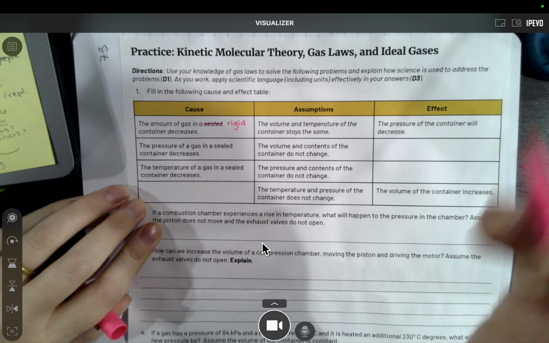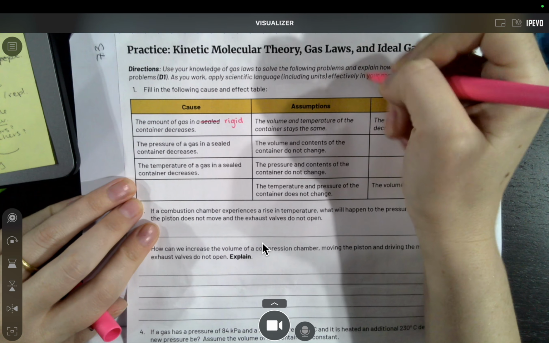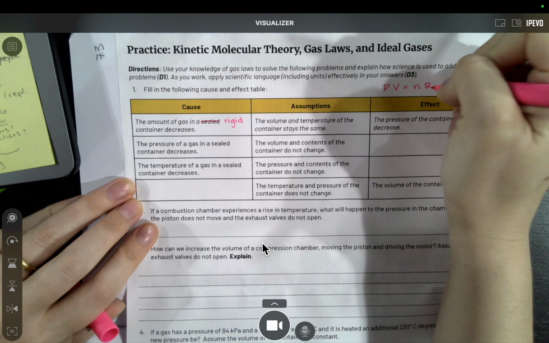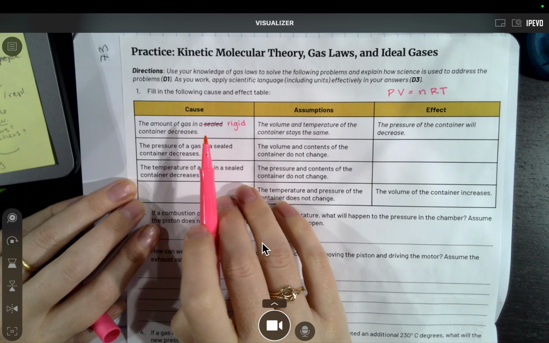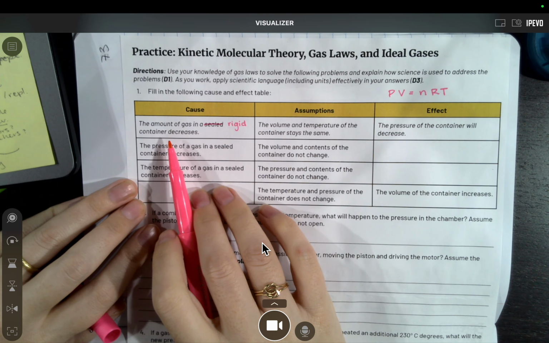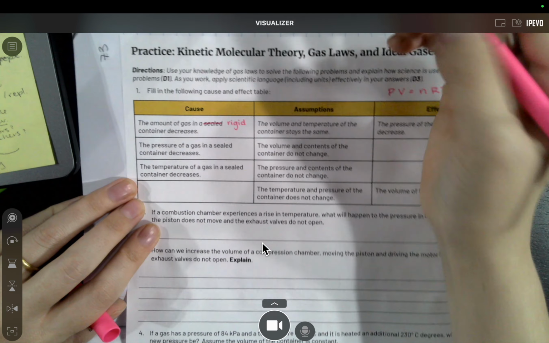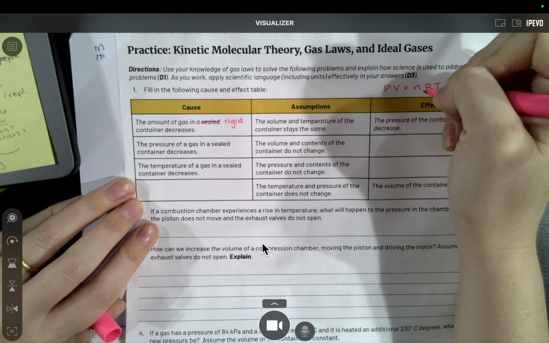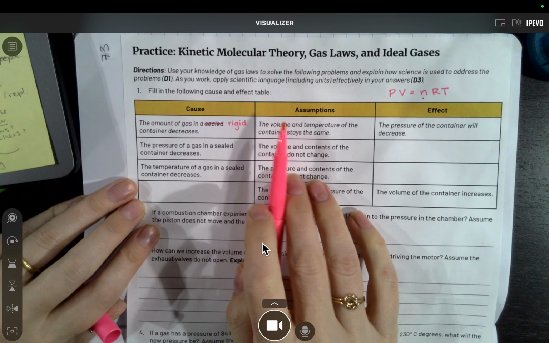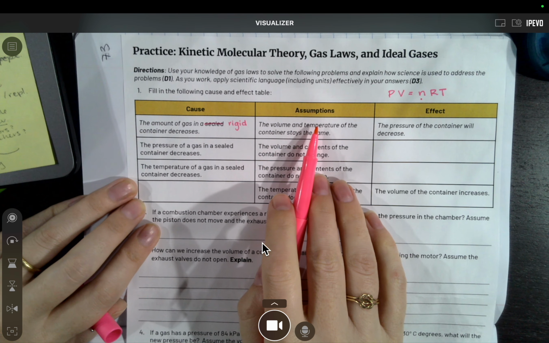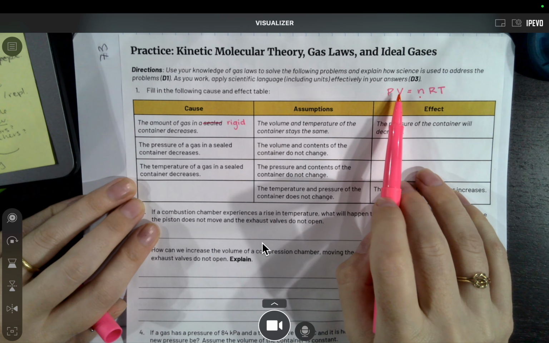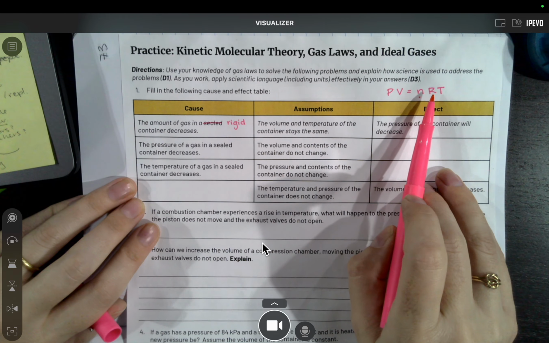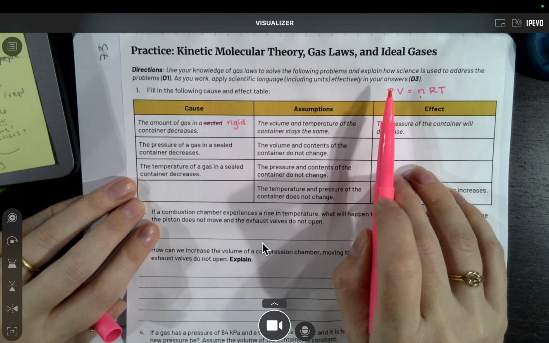So let's think about this a little bit. Our ideal gas law is PV equals nRT. So the amount of gas in a rigid container decreases. Okay, so we know that this is the thing that's changing, the amount of gas. Okay, so I'm going to put a little dot there. That is changing. The assumptions, the volume and temperature of the container stay the same. So these two are not changing. And the constant never changes because it's a constant. That means the pressure must be the thing that's changing.